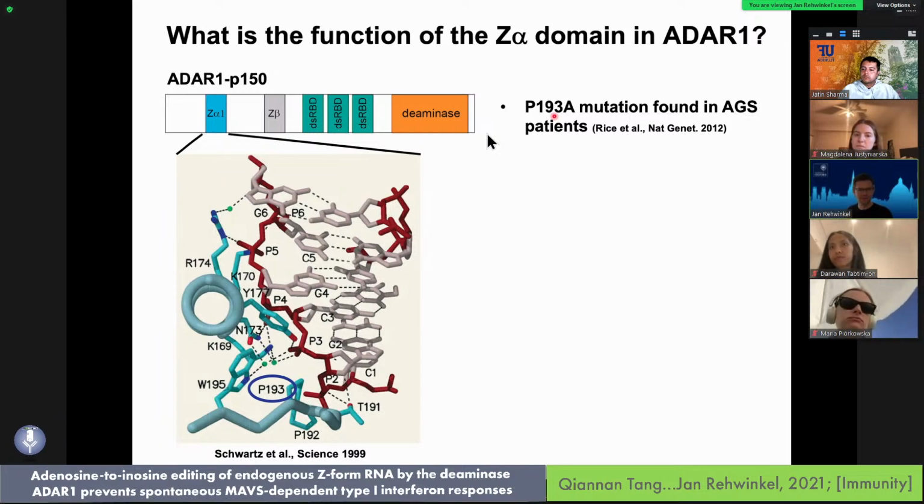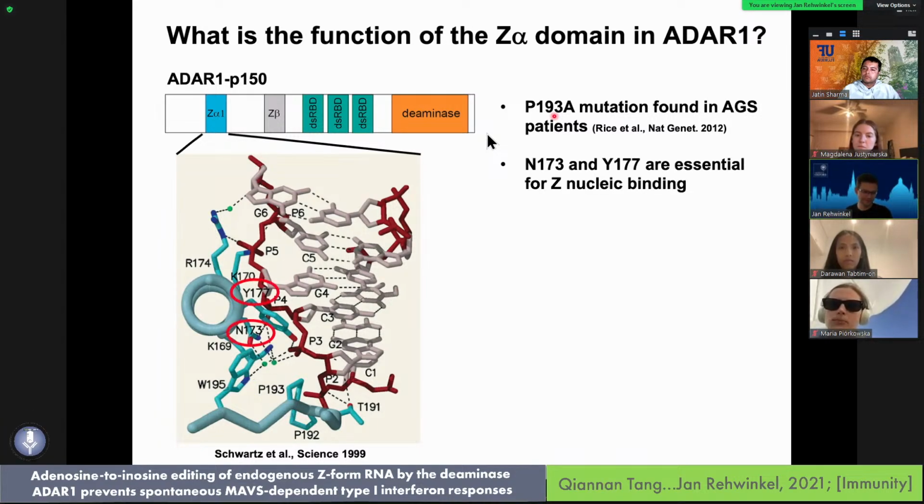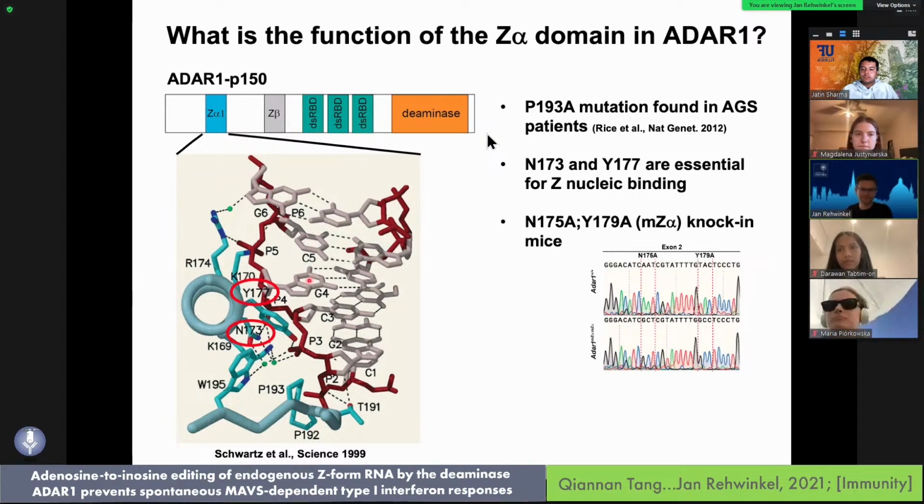Now, to study its role, we wanted to take a mutagenesis approach, but we were quite interested in understanding also the importance of binding to Z-RNA. What we decided to do, therefore, was to mutate two different amino acids: this asparagine at position 173 and this tyrosine at 177. The reason that we chose those was that previous biochemical and structural studies by others had really shown that these two are essential for binding to Z nucleic acids. So what we did was to mutate those two into alanines in a mouse background. These are knock-in mice that, instead of the normal ADAR1 gene, have an ADAR1 gene where these two amino acids are mutated to alanine.